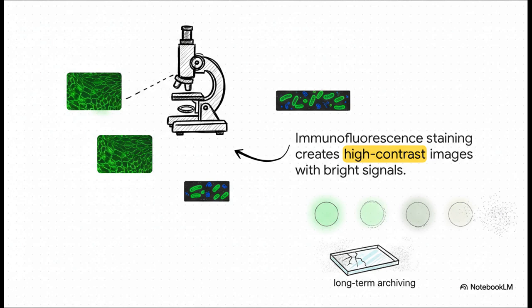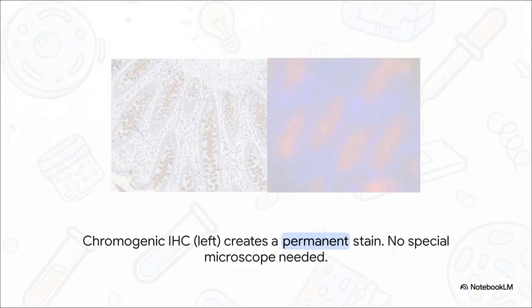But there's a downside. The signal fades every time you expose it to light, a process called photobleaching. That makes storing these slides for a long time a real challenge. The chromogenic method, on the other hand, is built to last. That brown stain is a physical deposit of color that isn't going to fade. You could store these slides for decades. And just as important, you can view them on any standard light microscope you'd find in any pathology lab anywhere in the world. That robustness is exactly why it's the workhorse for clinical diagnostics.